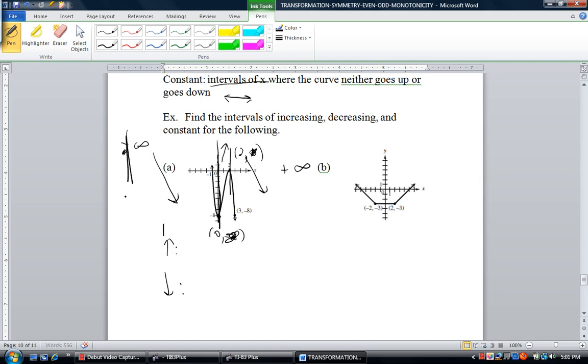So from here to here, it's going down. So from negative infinity to 0, it's going down. Now from 0 to 2, the curve is going back up. And then from 2 to infinity, it's going back down. So that's a decrease. Since I have two intervals of decrease, to connect them I use a union symbol.